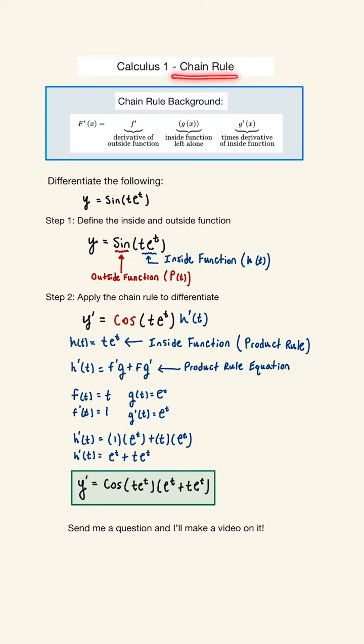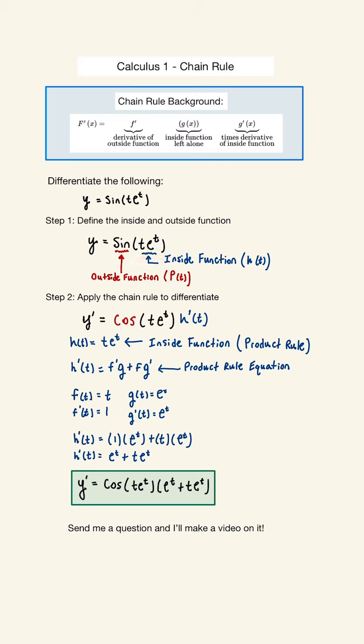Here we have another chain rule example problem. We want to use the chain rule to differentiate y is equal to sine of t e to the t. The first step in using the chain rule is to determine our inside and outside functions. When we look at our expression, the sine term will be our outside function, and the t e to the t term will be our inside function.